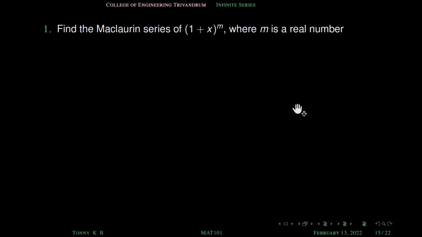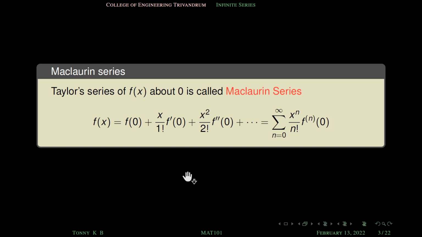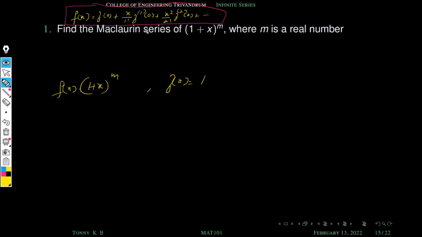Find the Maclaurin series of 1 plus x raised to m, where m is a real number. We know that the Maclaurin series is given by the formula f of 0 plus x by 1 factorial f dash of 0 plus x square by 2 factorial into f double dash of 0 plus etc. In this case, our f of x is equal to 1 plus x raised to m. So f of 0 is equal to 1 raised to m, that is 1.